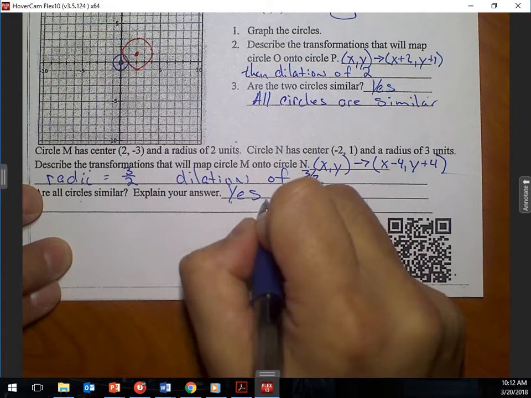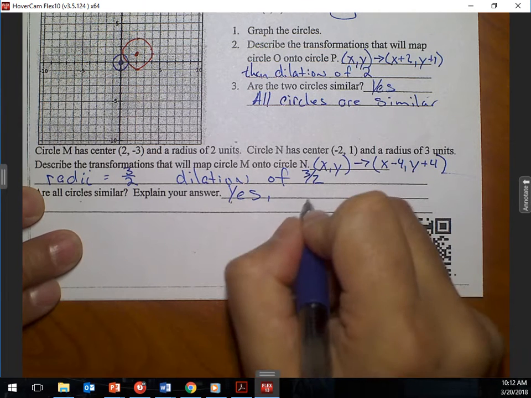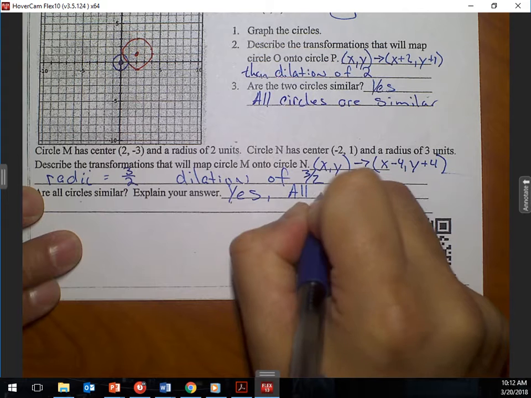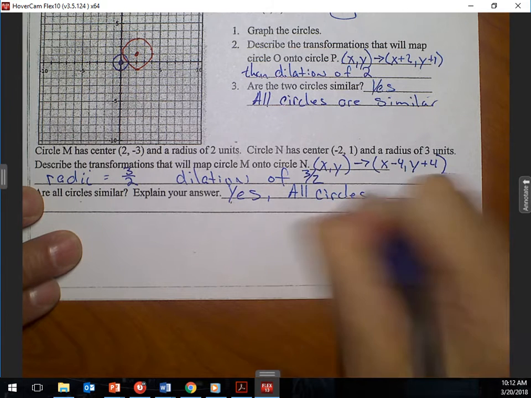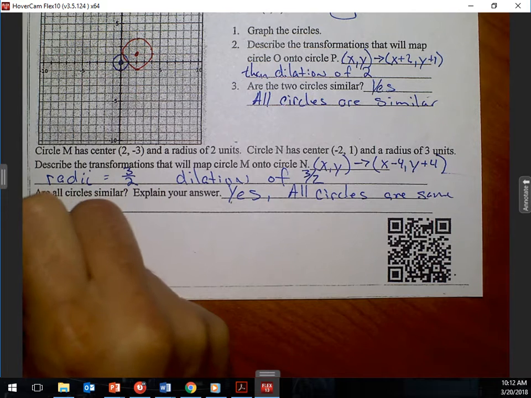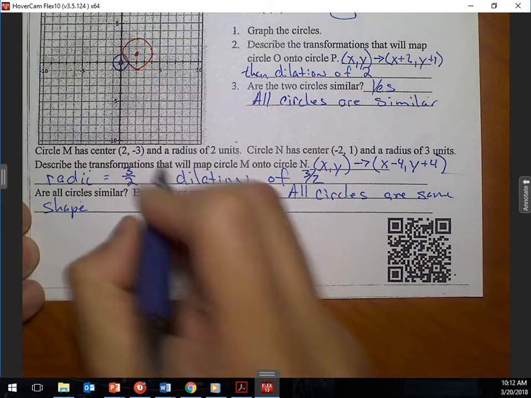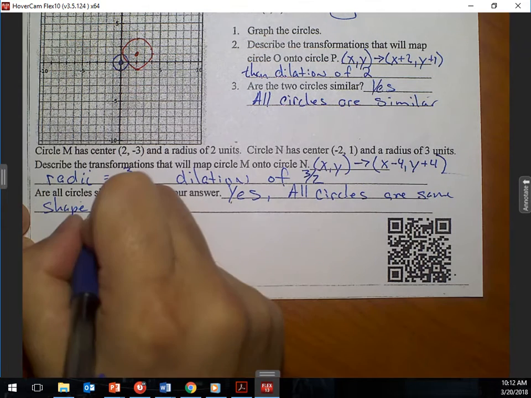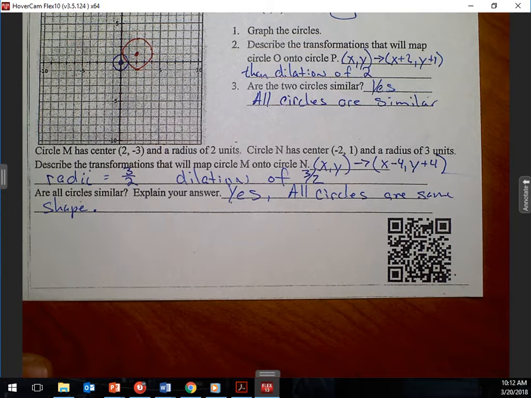So now here's your explanation for this. All circles are the same shape. Because if it wasn't a circle, then it wouldn't be the same shape, would it? By definition, if it's a circle, they're the same shape. All right, questions there? Does that seem pretty easy?